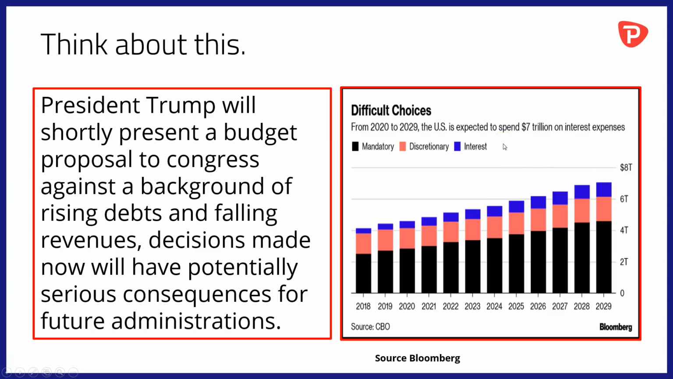Bloomberg believes that in the period 2020 to 2029, the US could spend as much as $7 trillion on interest expenses. So that's a significant sum of money that could obviously be spent elsewhere, and I'm sure there'll be big debates in Congress about the rights and wrongs of President Trump's proposals for budget and government spending.